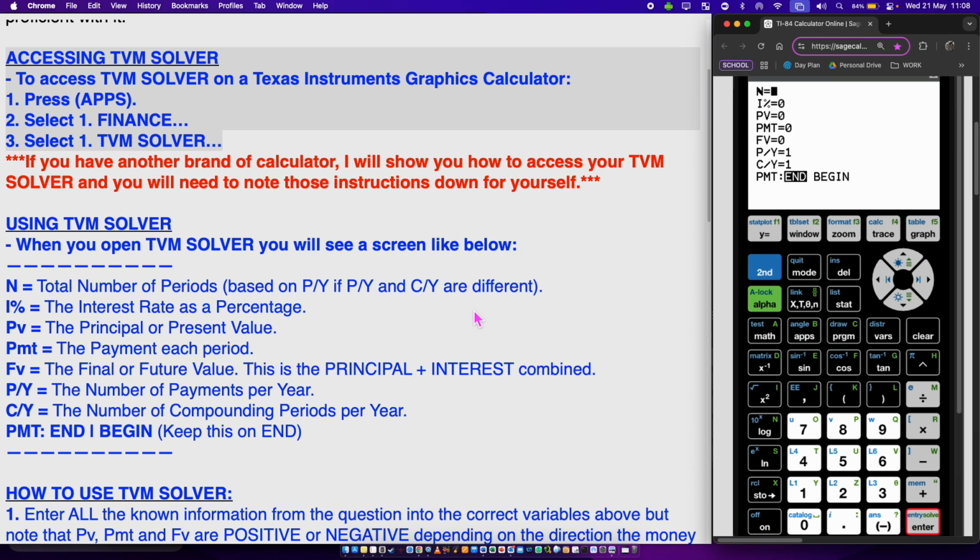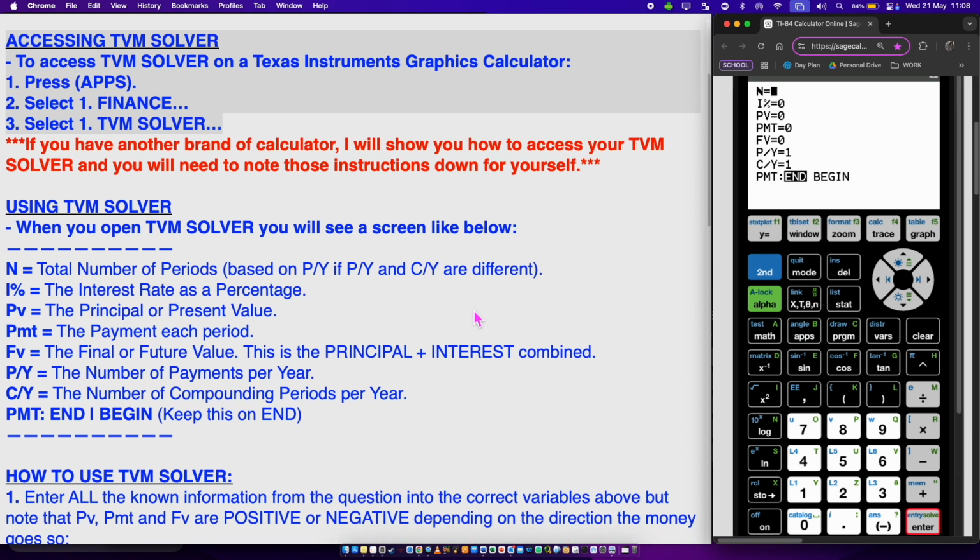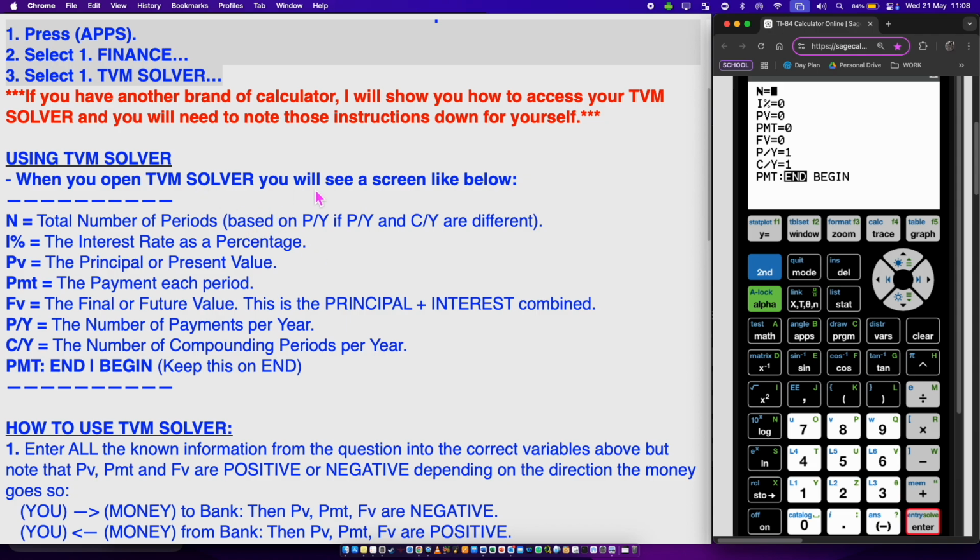All right, the rest of the lesson is how to use TVM Solver. Can you see when you open TVM Solver, do you see a screen like I've described? Is that what it looks like? N, I%, PV, PMT, FV, P/Y, C/Y, PMT: END BEGIN. This needs to go on your cheat sheet.